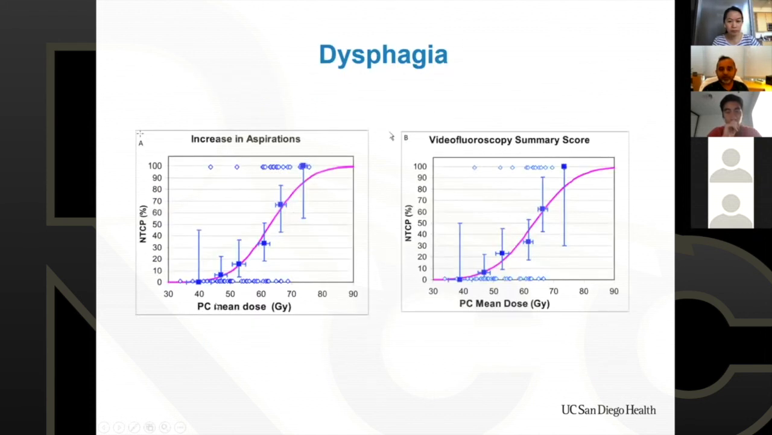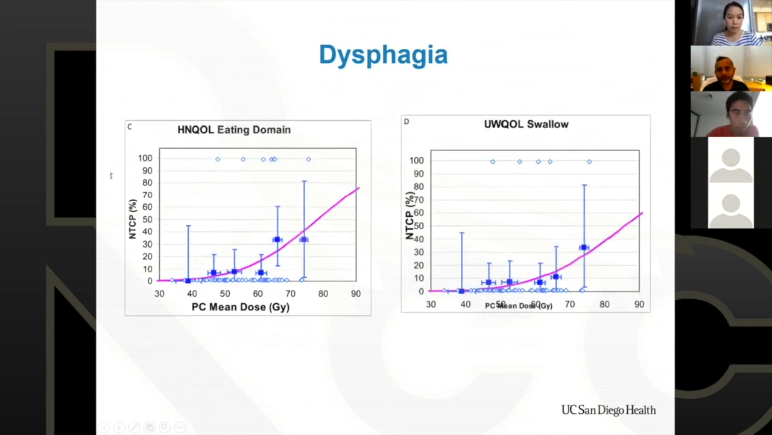Again, showing you here pharyngeal constrictors and looking at that NTCP modeling. So you can see at 40 gray, very low likelihood, but as you start going to 60, 70 gray, pretty high likelihood. And this is video fluoroscopy, and these are all actually sonography, visualized aspirations in patients that you're looking at.